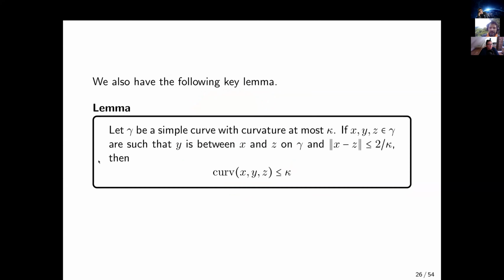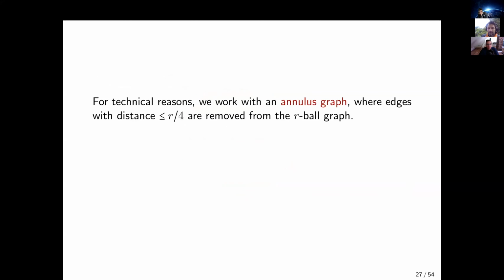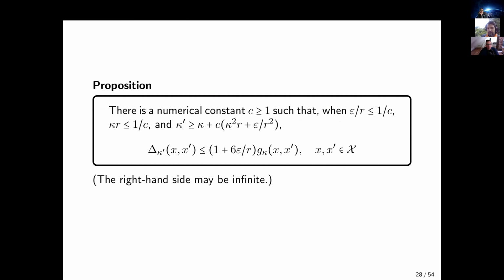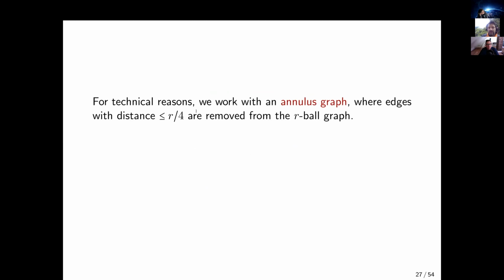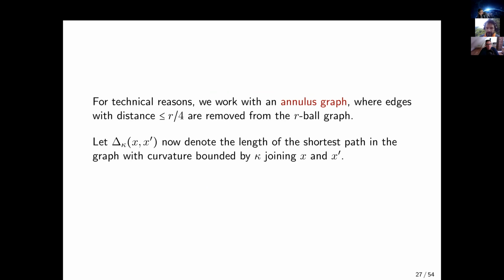Anyway, armed with this lemma, we're essentially able to do what we want to do. But for technical reasons, we're not sure if it can be avoided or not, we use not a ball neighborhood graph, we use an annular neighborhood graph in which the edges of length less than or equal to r are kept, and then the ones that are less than or equal to r over 4, something like that, are removed from the graph. So it can be seen as a regularized graph. We do that mostly for technical reasons.